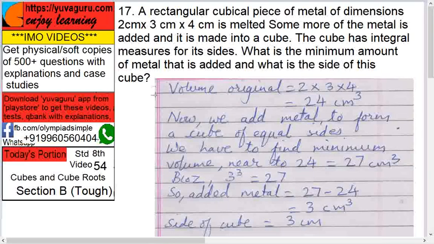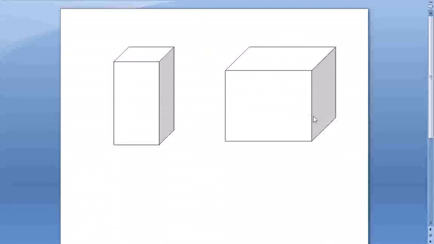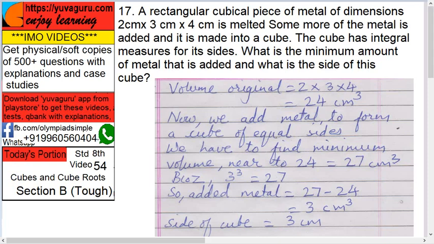And what is the side of the cube? So once you get the volume as 27, then the side of the cube will be 3, because cube root of 27 is 3, right? Getting this? This is 3 by 3 by 3, and earlier it was 2 by 3 by 4, right?